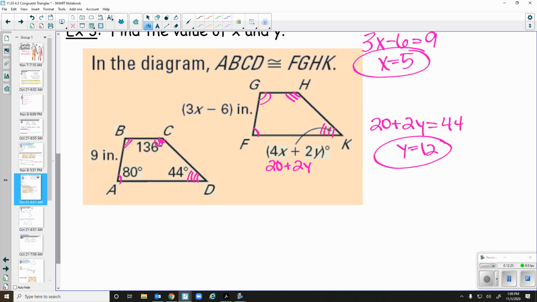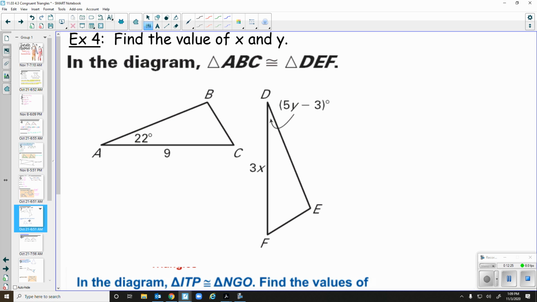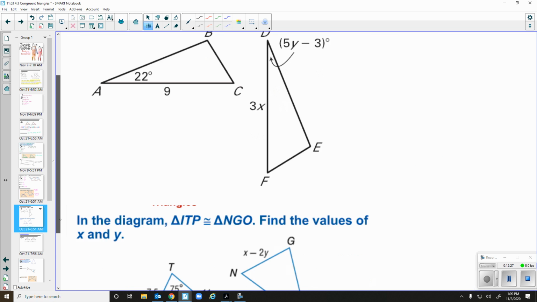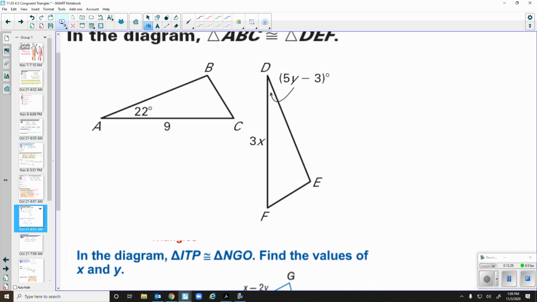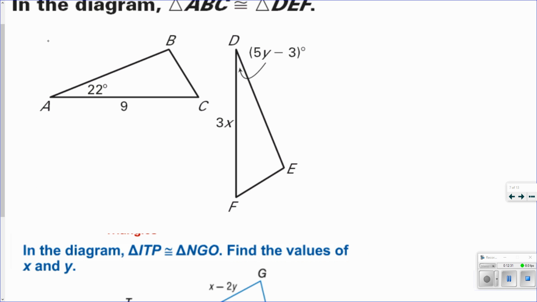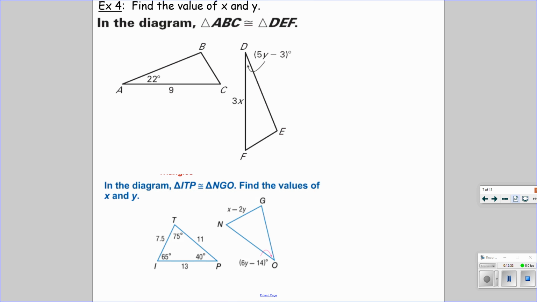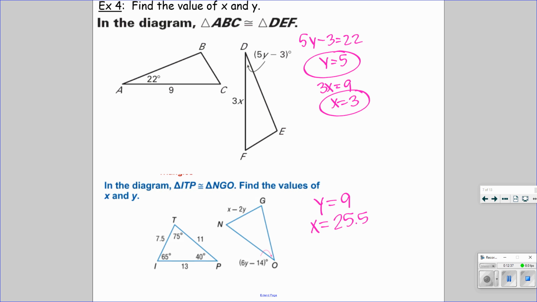So then I want y'all to do these two problems. All right. Ready to move on? Next part.